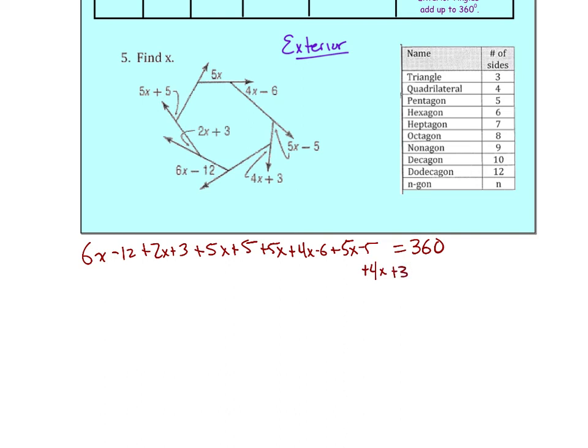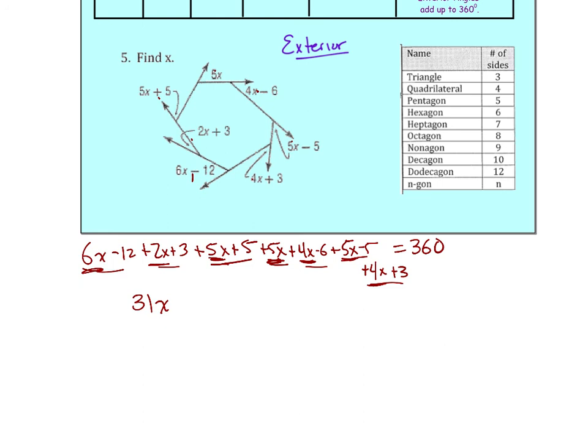Okay, so now it's just a big, ugly looking algebra problem, okay? So I gotta make sure I got 1, 2, 3, 4, 5, 6, 7 angles. Okay, so now let's put together everything. Well, 6x, 2x, 5x. Okay, so that gives me 13 plus 5 more is 18. Okay, 22 plus 5 is 27 plus 4 is 31. So that would be 31x. Okay, if you don't believe me, throw it through your calculator.